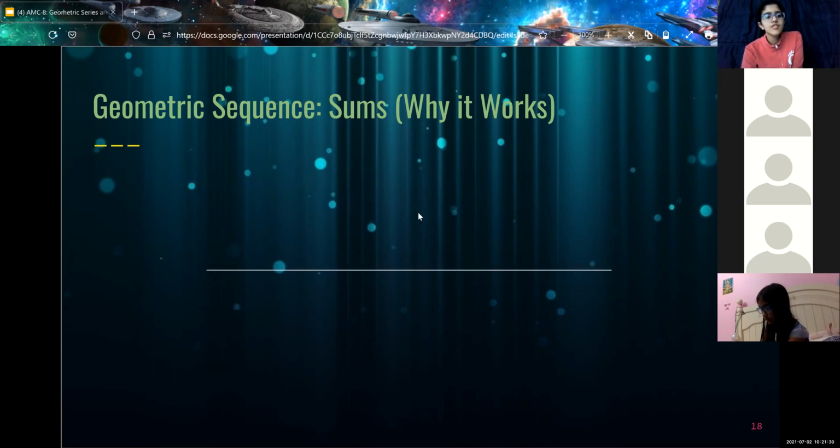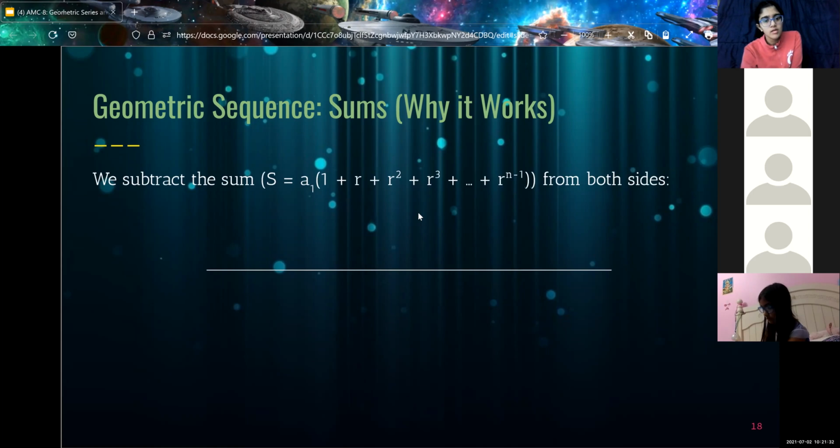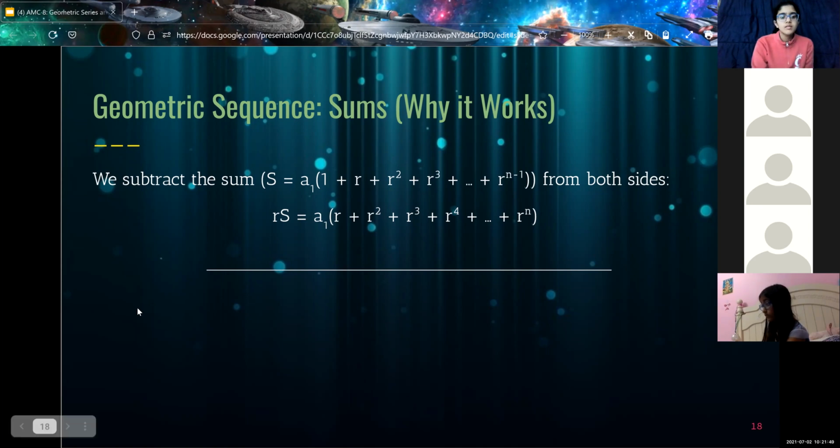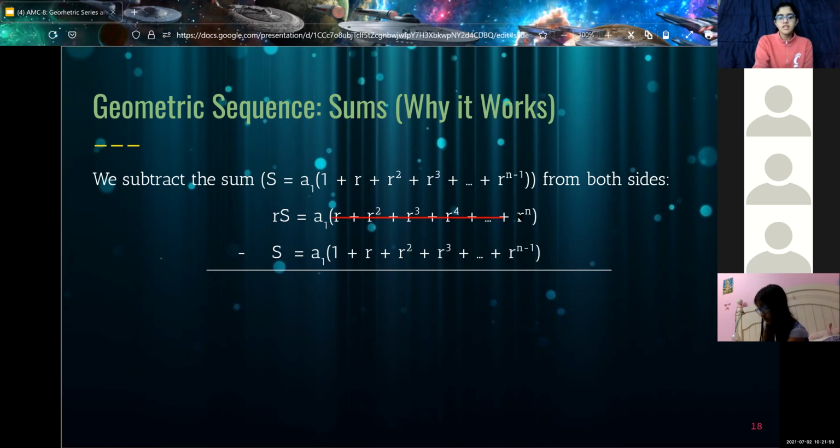Right? And now from there, we subtract the sum, which is a1 times 1 plus all the way up to r to the power of n minus 1 from both sides, and we get rs equals a1 times r plus r squared plus r cubed, all the way to r to the power of n, and we subtract from that s equals a1 times 1 plus r squared plus r cubed, all the way to r to the power of n minus 1. So now these terms cancel out.